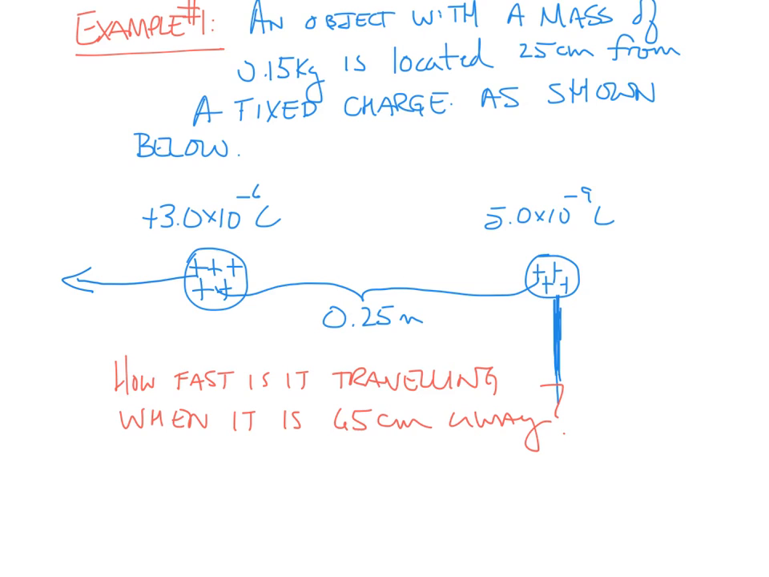The charges on these objects are shown, and the question is, how fast is that object traveling when it is finally 65 centimeters away from the fixed charge? We're of course assuming there's no friction or anything like that.